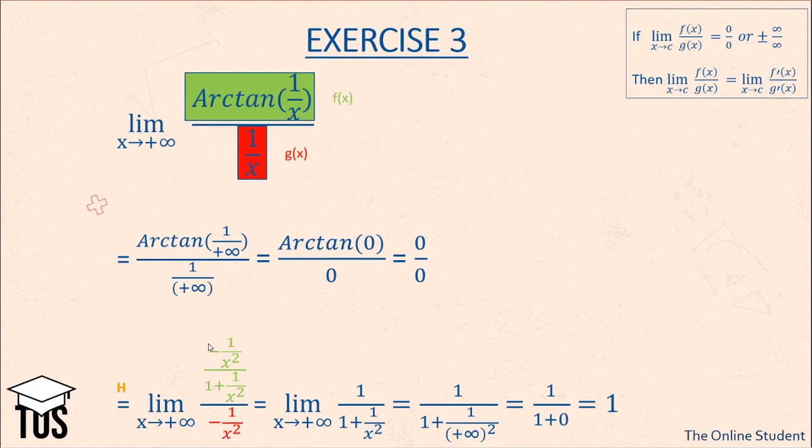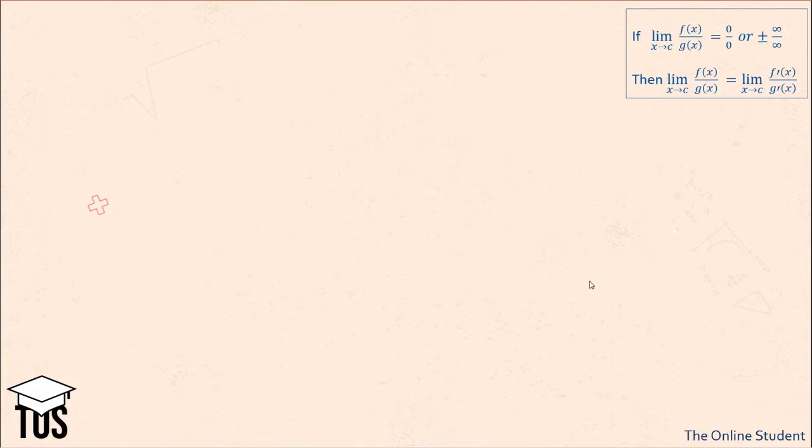This term right here, minus 1 divided by x squared, we have in the numerator and the denominator, so we can eliminate it. Then we have the limit as x approaches infinity of 1 divided by 1 plus 1 divided by x squared. Now we can fill in infinity for x, so we have 1 divided by 1 plus 1 divided by infinity squared. This is 0. So we have 1 divided by 1 plus 0, which is of course 1.